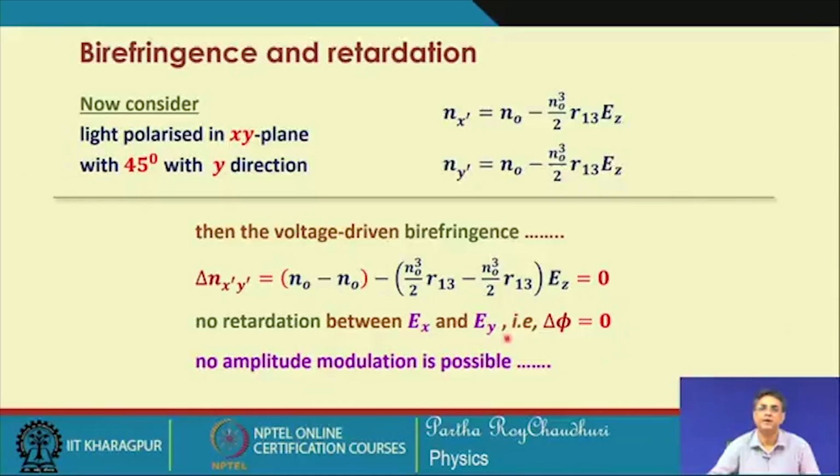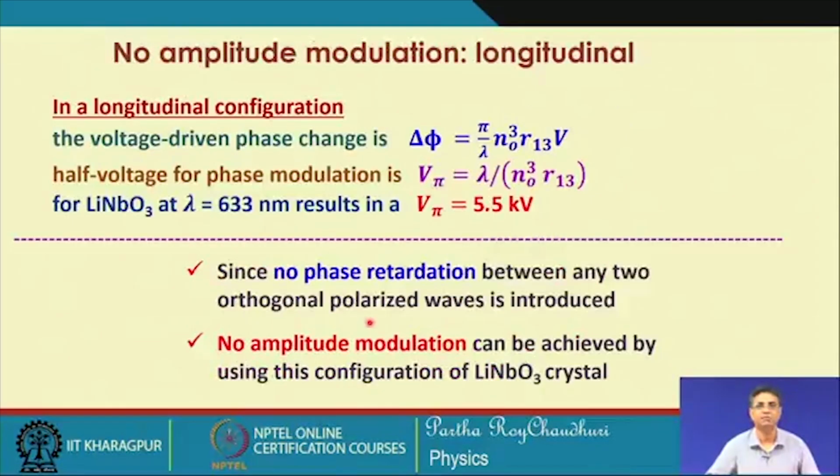Therefore, independent of the angle of the input polarization, both the components will see the same voltage dependent refractive index, and therefore, there is no birefringence. As a consequence, there is no amplitude modulation, because if there is no retardation, we cannot implement that amplitude modulation. So, this is a very interesting property for a Z-cut lithium niobate crystal, which is because of the nature of the electro-optic tensor.